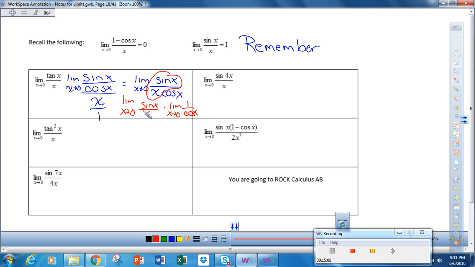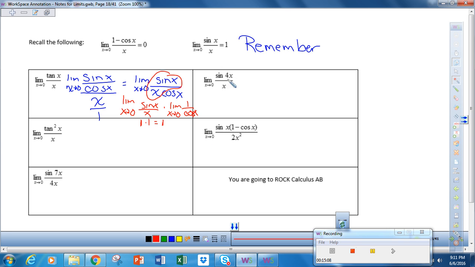I know that this limit is 1, and if I do a direct substitution here, 1 over cosine, when cosine is 0, is also 1. So I get 1 times 1, and this limit is 1. Isn't that cool? Trust me, it's cool. Okay?